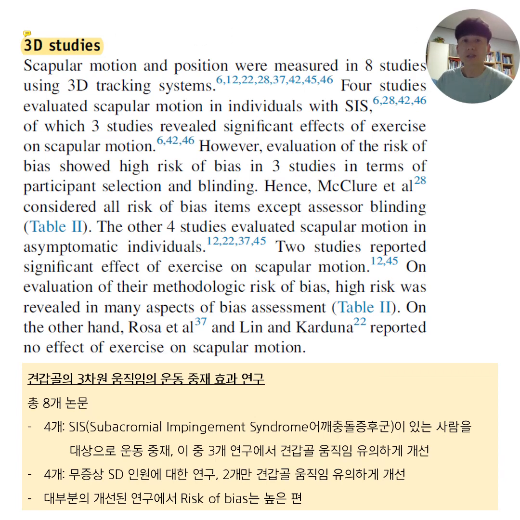There were 8 studies on 3-dimensional studies. Half of them evaluated individuals with subacromial impingement syndrome, which is SIS, hereinafter, and the other half was asymptomatic individuals. Among 4 studies with SIS, 3 studies found significant effects on scapular motion. Of the other 4 studies without symptoms, 2 studies reported significant effects of exercise. A risk of bias must be considered.